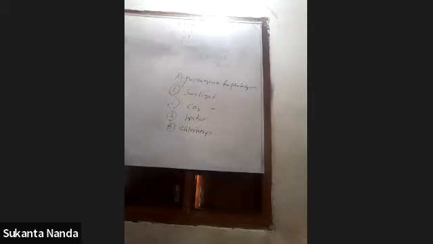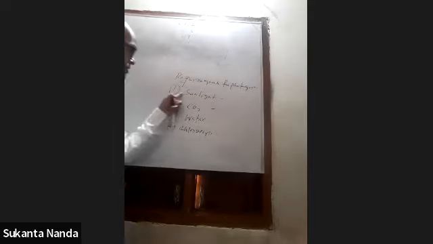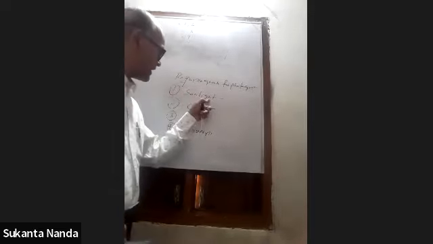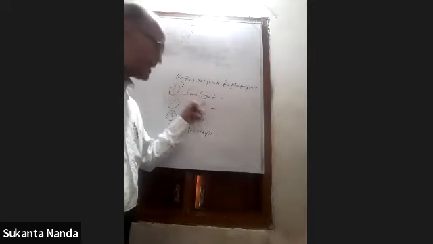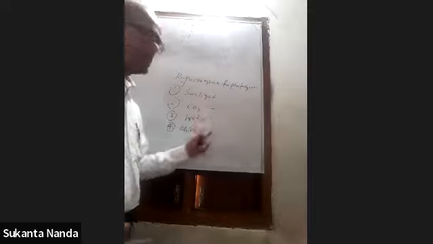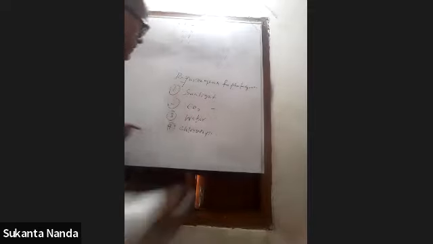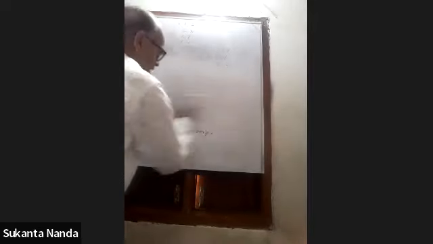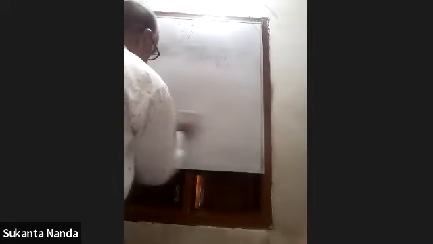So there is an equation of photosynthesis that you have to know. Four things are required: solar energy, that is sunlight, carbon dioxide, water, and chlorophyll. These four are the essential requirements for photosynthesis. Then you have to know the equation of photosynthesis.